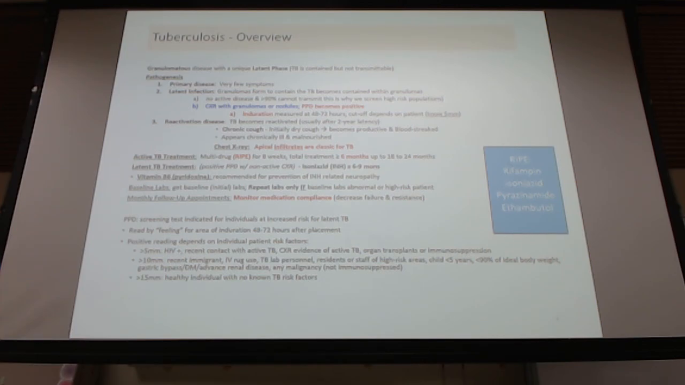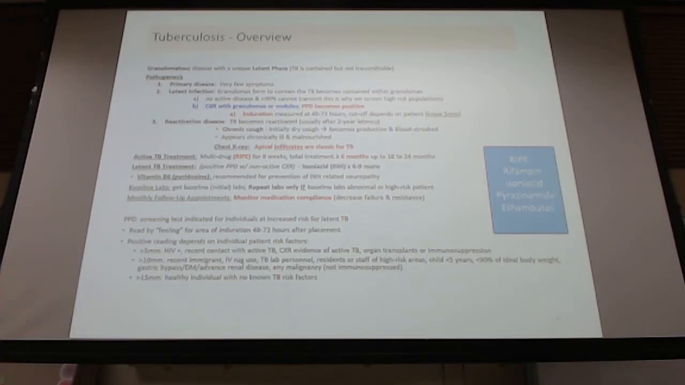So active TB, this is that RIPE. And I'll give you, I think on the test I actually have like a key. So I'll have it laid out, you know, R for this, I for this, P for this, E for this. And it's a long course of treatment.